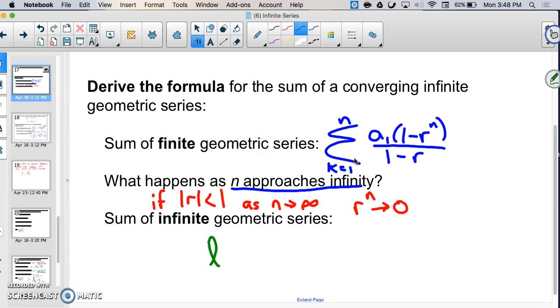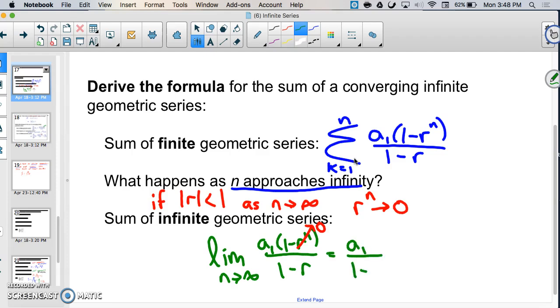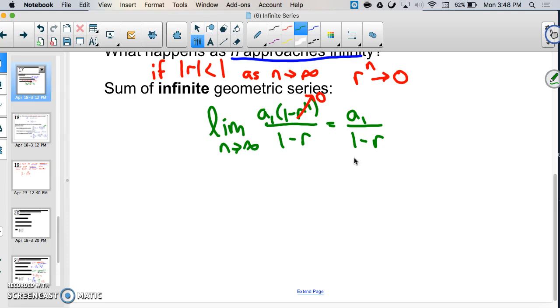So just to say it one more time, the limit as n goes to infinity of our geometric series: r to the n we know is going to 0, so this is turning into 0. So 1 minus 0 is 1, and what we're left with is just a1 over 1 minus r. So there's exactly why we're using this formula. The sum of that geometric series equals this formula.